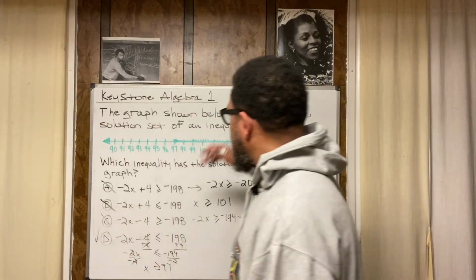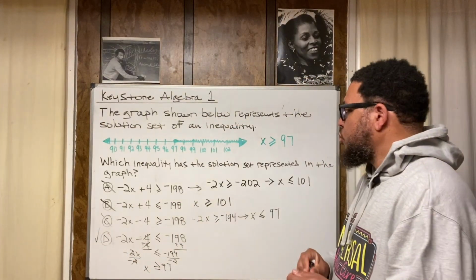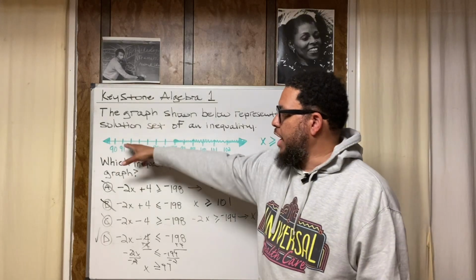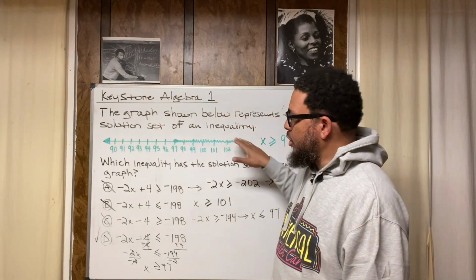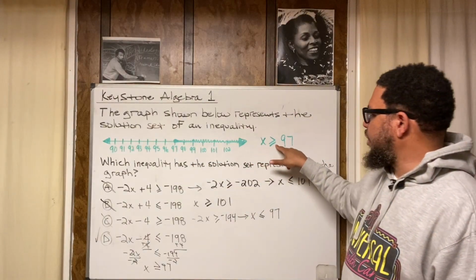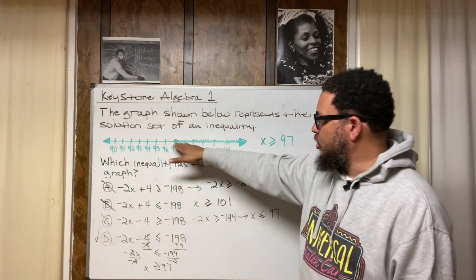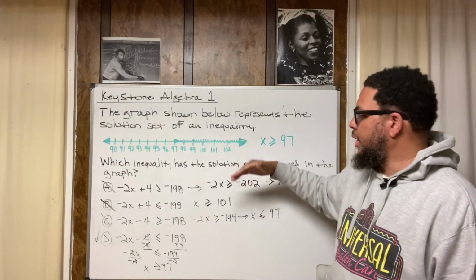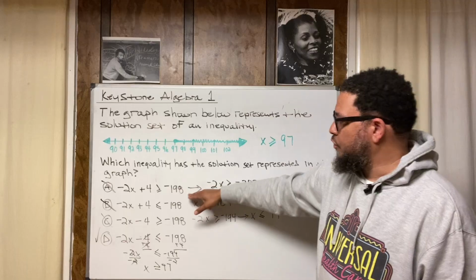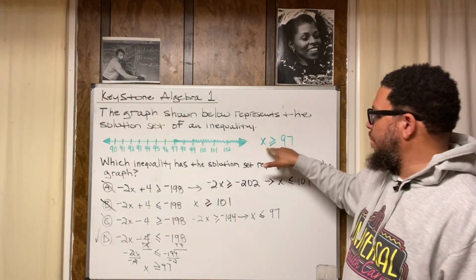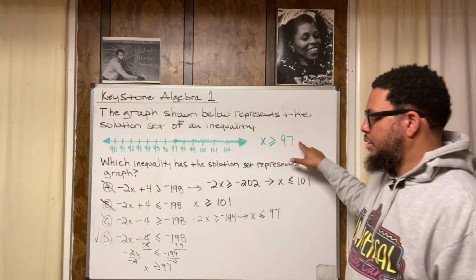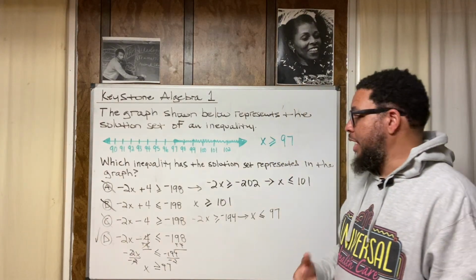So that's that. This question deals with some different skills. You first got to know how to interpret the graph of an inequality and know that this is x is greater than or equal to 97, based on looking at it. Then you got to be able to solve inequalities to figure out which one of these four inequalities is the same as this or can be simplified to this. And you have to also know that that's what you're being asked to do.